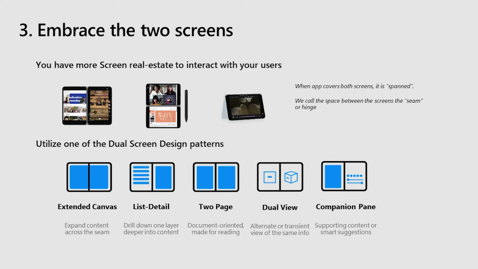Step 3. Embrace the fact that you now have 2 screens available for your app. For that, we have a dual screen design pattern ready for you to use in your app. Think about the different layouts and different device postures you want to support. Which one fits your app well? How will your app present content in dual landscape, dual portrait, when the device is flipped or when it's in a tent mode? Let's look at some of these design patterns.